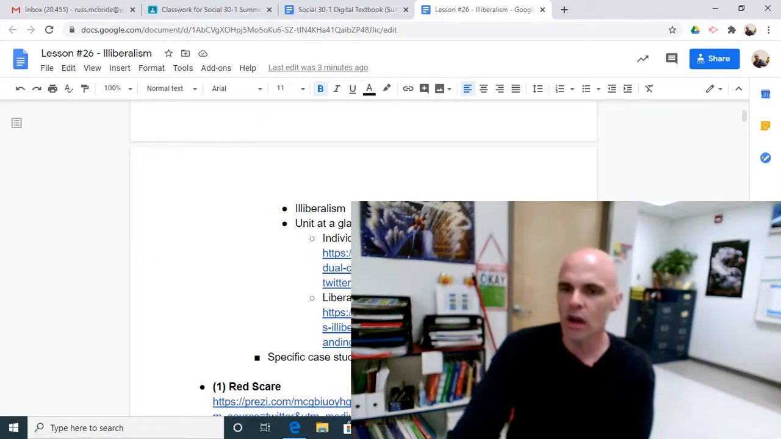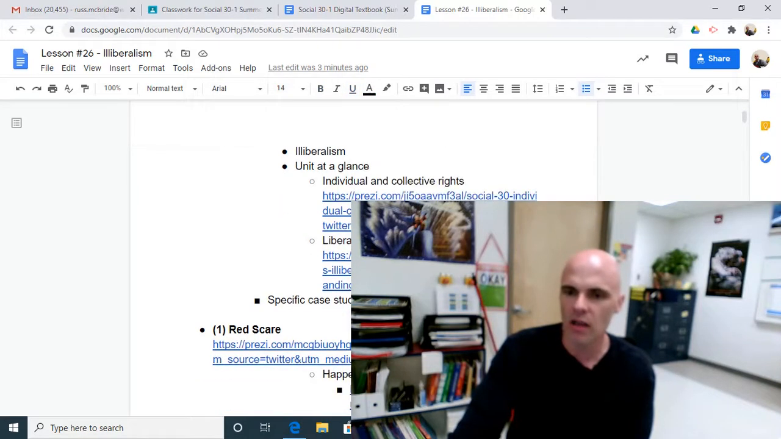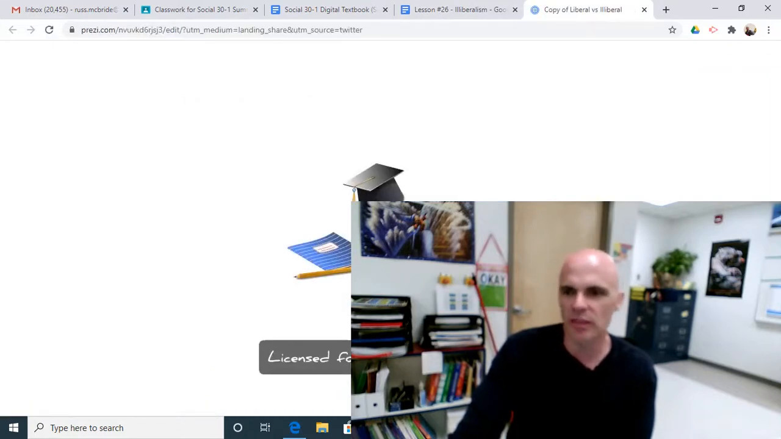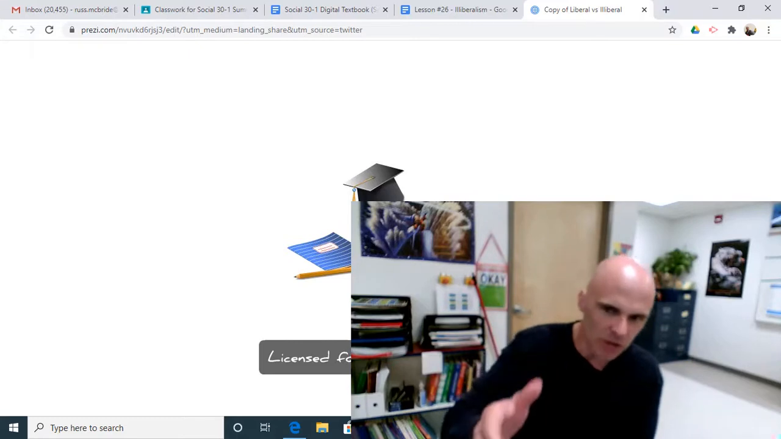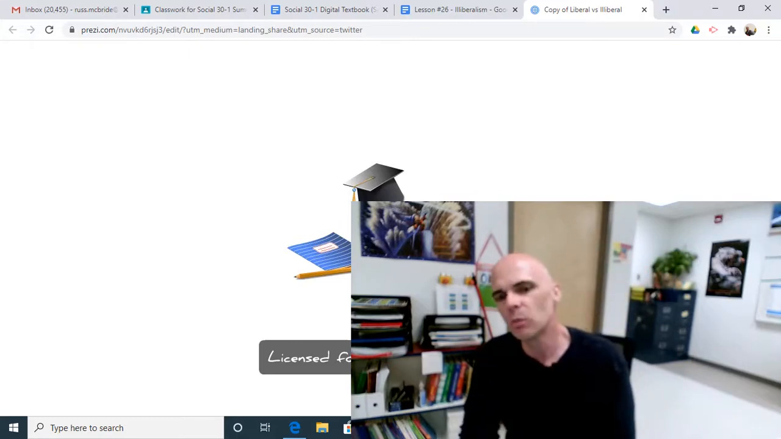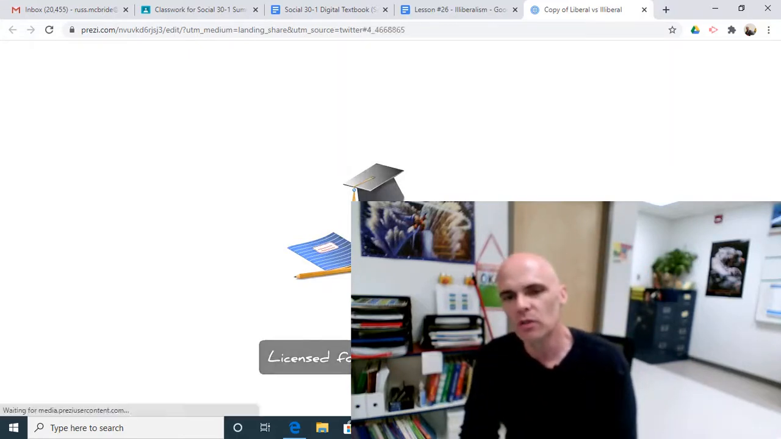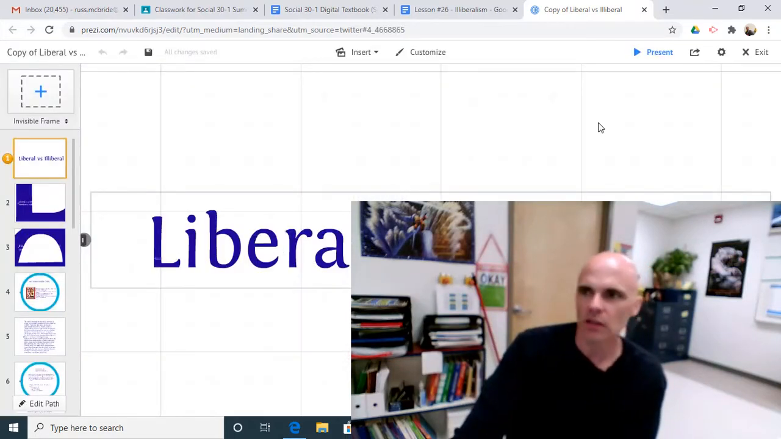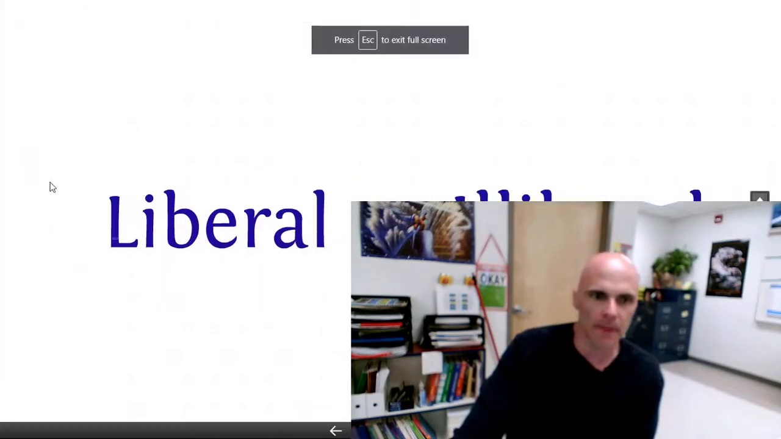Here's a review, a link at what individual and collective rights look like. So if you can't remember the difference between individual and collective rights in some of the examples, there they are. And here's another Prezi that looks at liberal versus illiberal. So if you are someone who enjoys looking at Prezis and wants to dig a little deeper down that rabbit hole, then we have some Prezis here for you to really add to your learning. So, liberal versus illiberal.